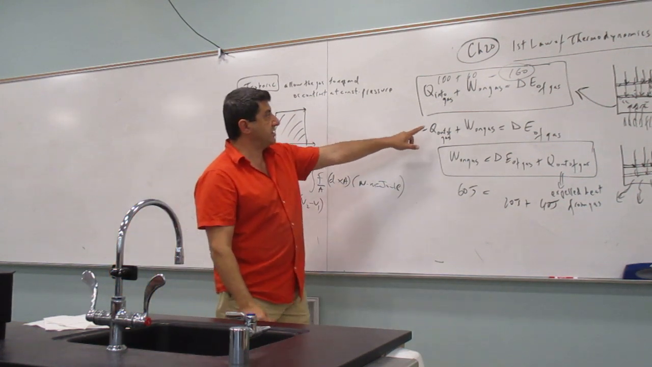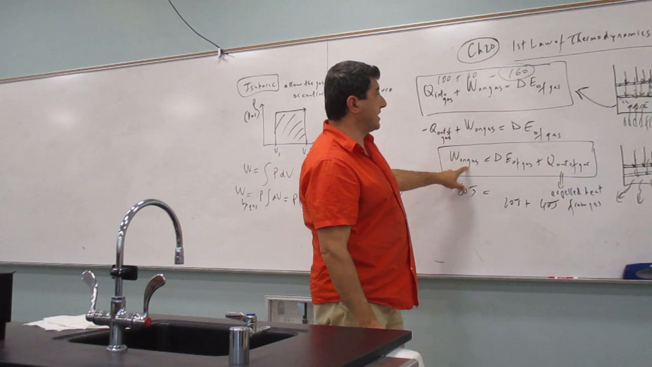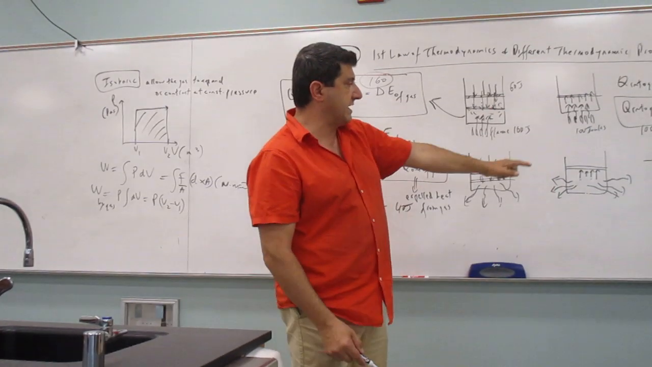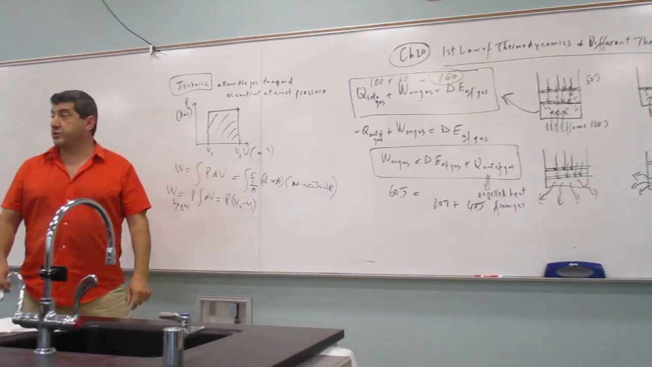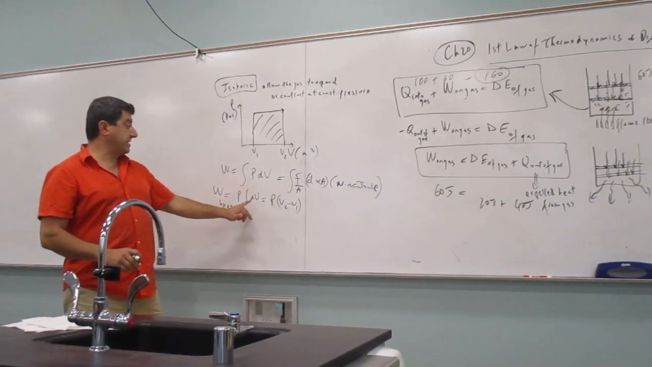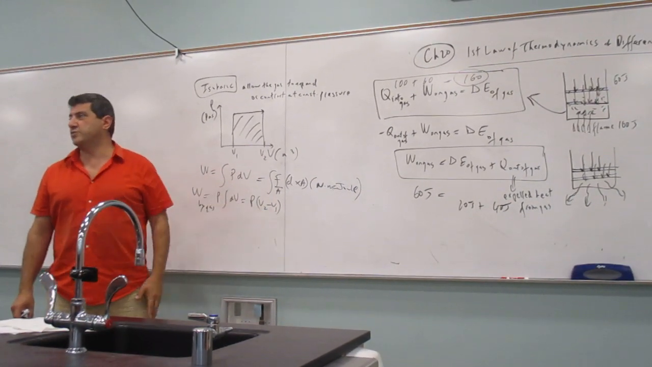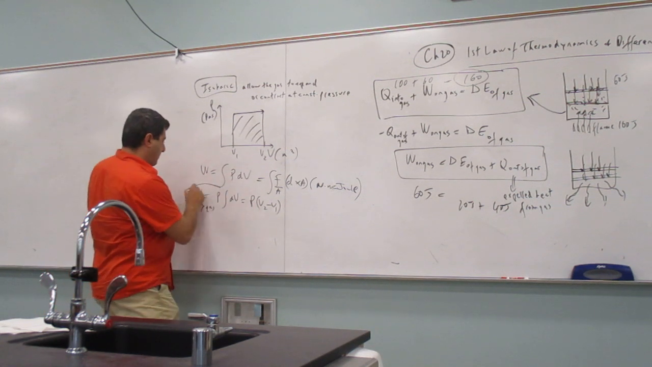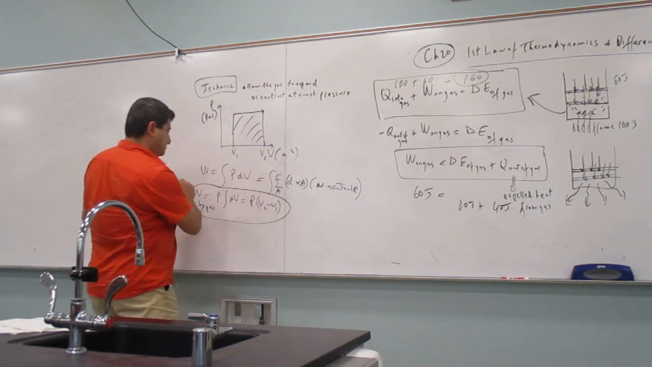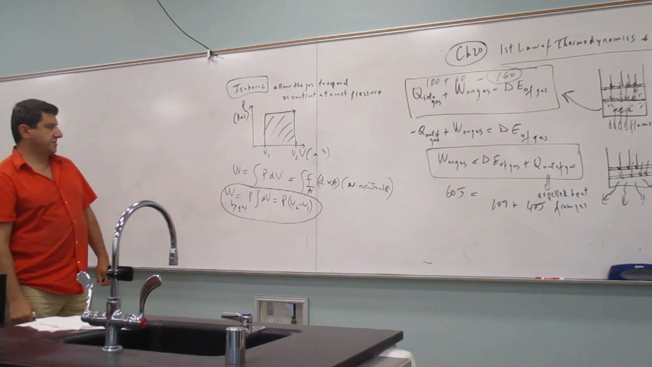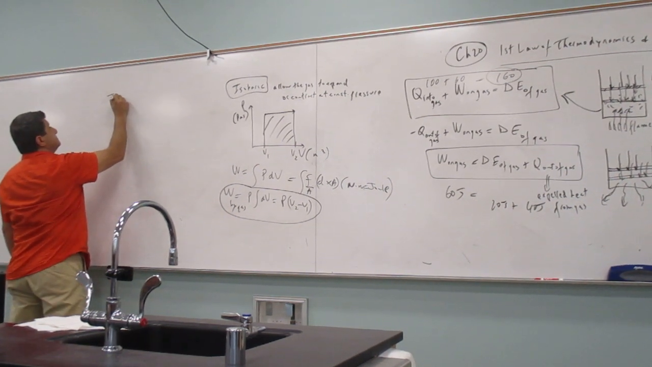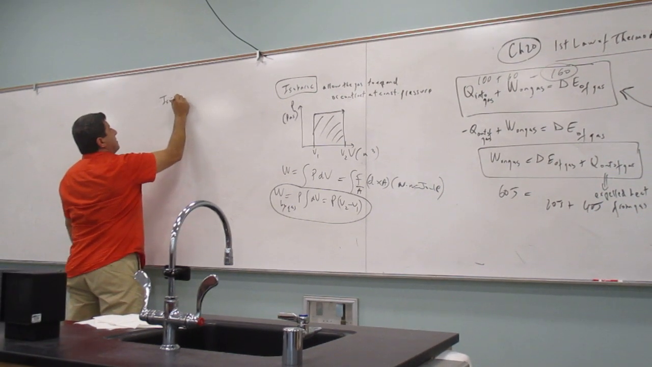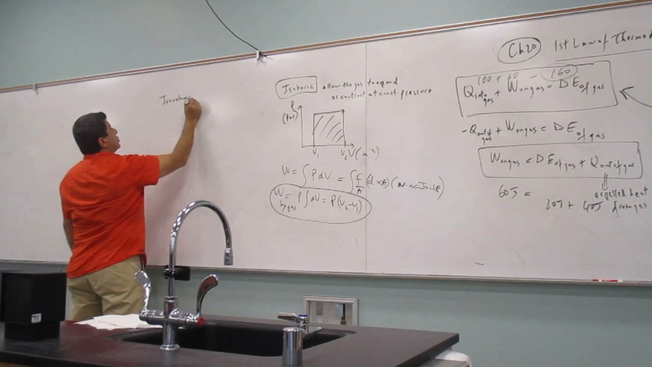So you see where it says work on gas or work by gas. Depending on which one is happening, if you're doing an isobaric process, you can just say the work by the gas is P times V2 minus V1. The pressure is not changing. Okay, how about isovolumic? Also called isochoric.